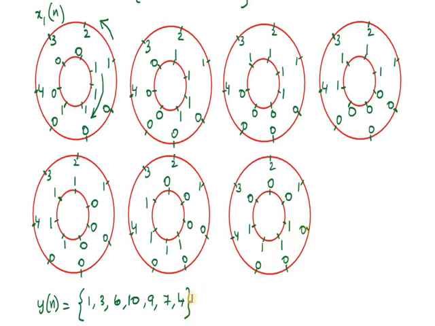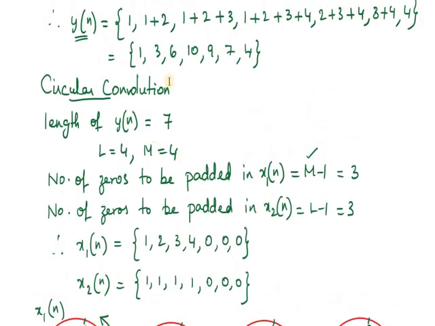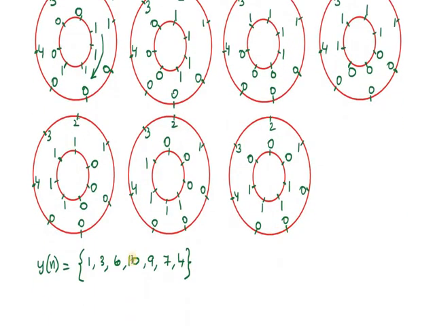If you see the result of linear convolution, we got 1, 3, 6, 10, 9, 7 and 4. Here also we got the same output: 1, 3, 6, 10, 9, 7, 4. So hence we proved that whether it is linear convolution or circular convolution, we get the same output. So we can write hence proved.